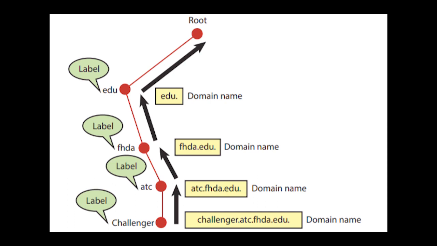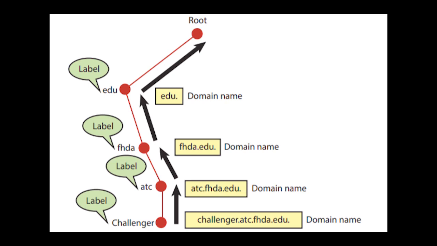A domain name is a sequence of labels, separated by dots, right? This domain name will always be read from the leaf node to the root node, that means from bottom to top. The root node will always be a null string. All domain names end with a dot, so the root node always represents a null string.